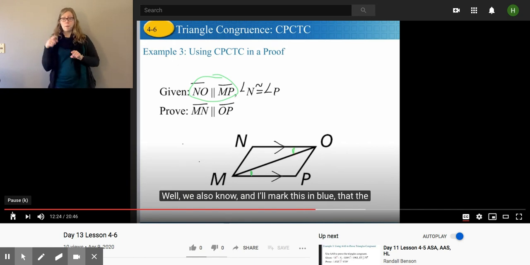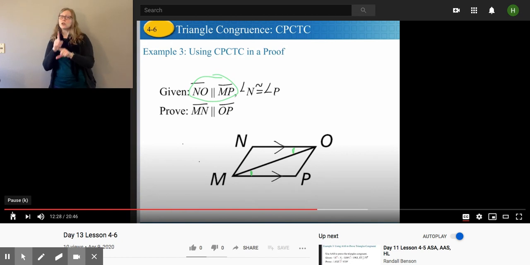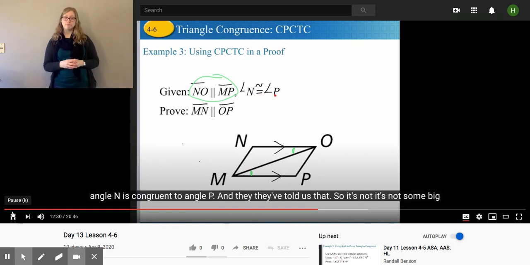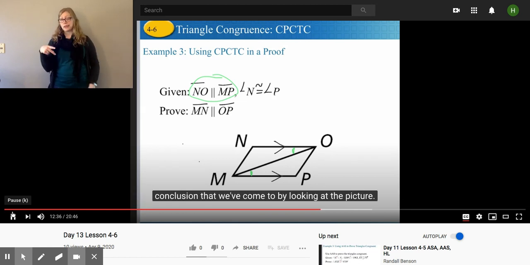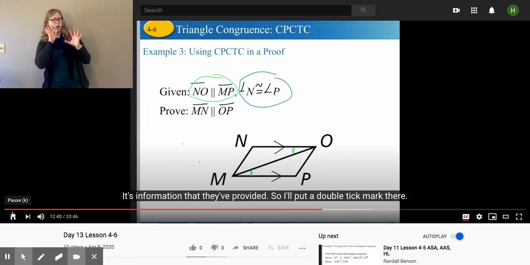Well, we also know, and I'll mark this in blue, that angle N is congruent to angle P, and they've told us that. So it's not a conclusion that we've come to by looking at the picture. It's information that they've provided. So I'll put a double tick mark there.